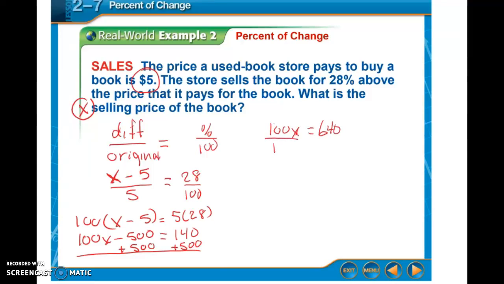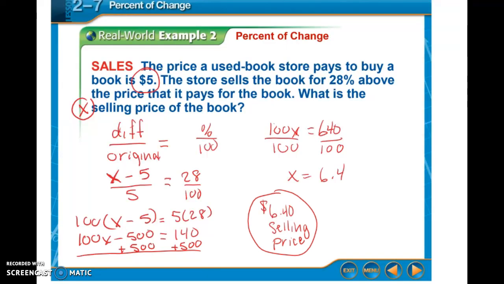Divide both sides by 100, and x equals 6.4. So we have to think this is $6.40 is the new book price for the selling price. And then always check to make sure it makes sense. It says it's a selling price, so they're going to mark it up above, so it should be bigger, and that's right, $6.40 selling price, so it was an increase.